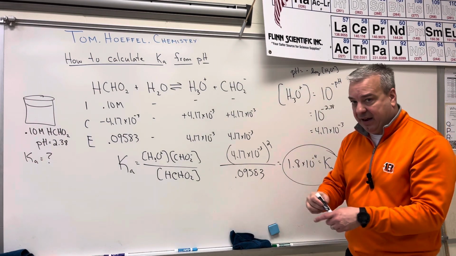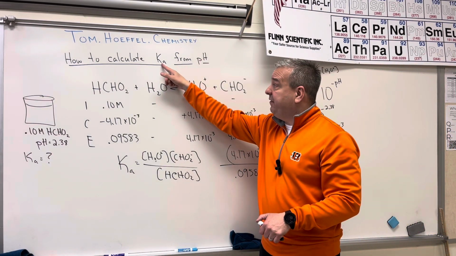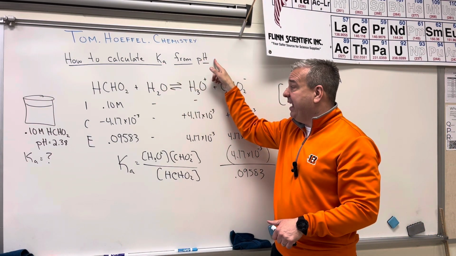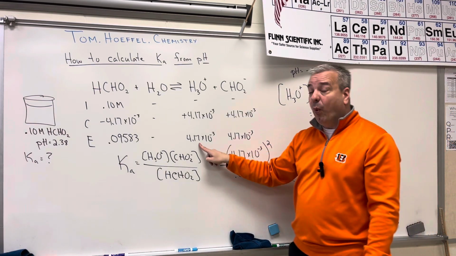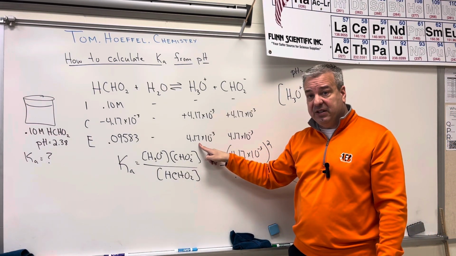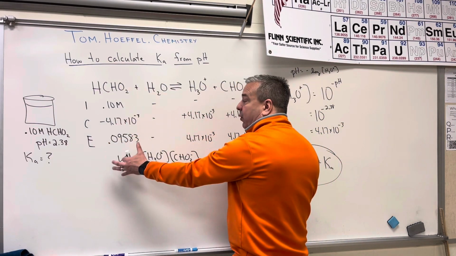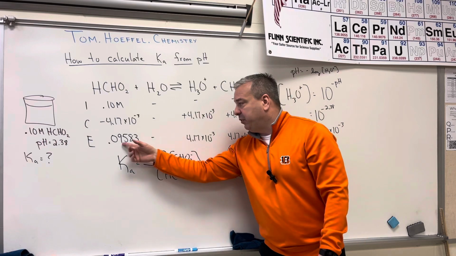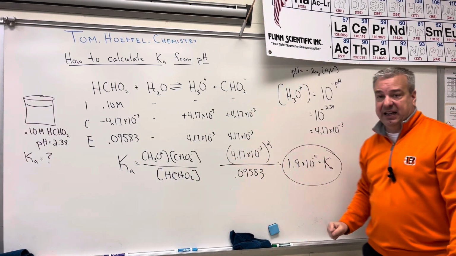That is our Ka value. So once again, in order to calculate a Ka value from pH, you have to use this equation to figure out one of your equilibrium positions. When you know one of your equilibrium positions, you can fill out the whole chart, and then plug the numbers into the equilibrium expression in order to get your Ka value.